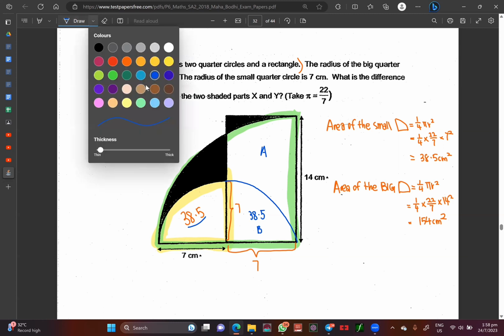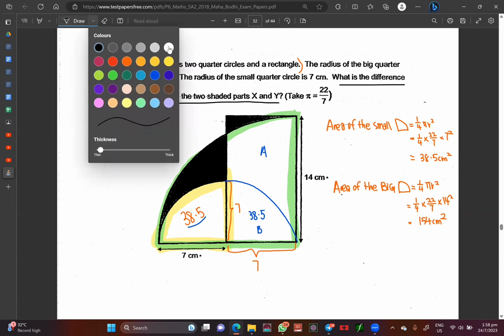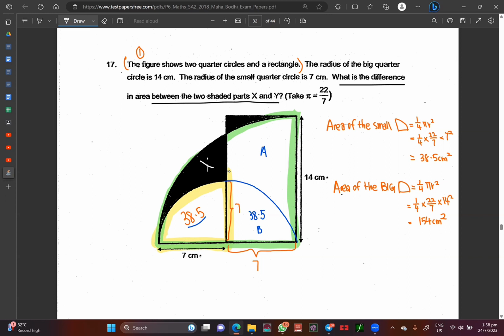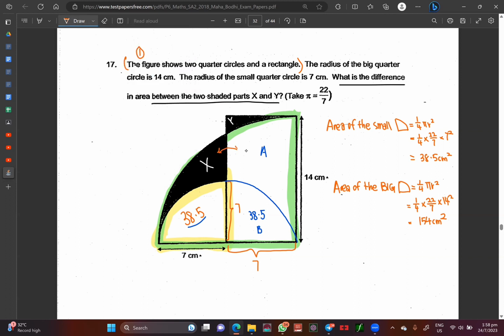And of course, if you continue to read on, you realize that they are asking us to find the difference between the two shaded parts, X and Y. So which is X? This is definitely X, and this is definitely Y. Now with that in mind, what I can see here is that I can actually find out what is X and A.